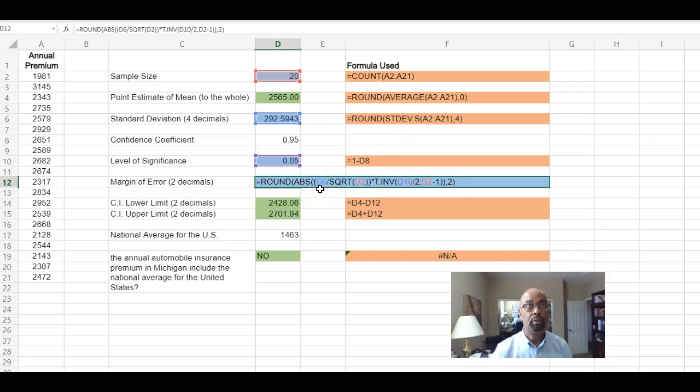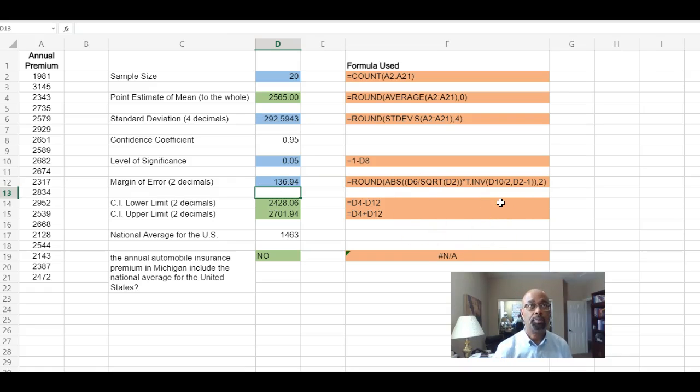It's the standard deviation divided by the square root of the sample size, multiplied by, and in this case, because we don't know the population standard deviation, we have to use the t-distribution. And what we want is the inverse. In other words, we want the t-value for this level of significance divided by 2, and the degrees of freedom is simply the sample size minus 1. And we want that value to 2 decimal places. So look very carefully at this formula so that you can see what I've done here. And obviously you can type these two components in either sequence. They'll still come out to be the same value.